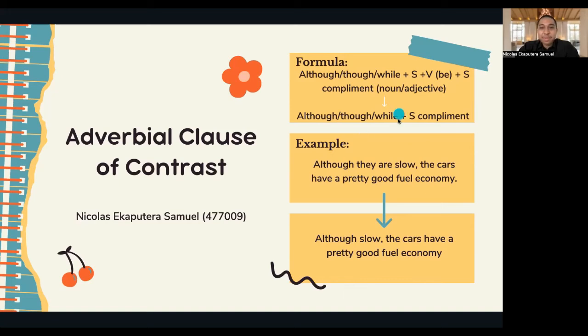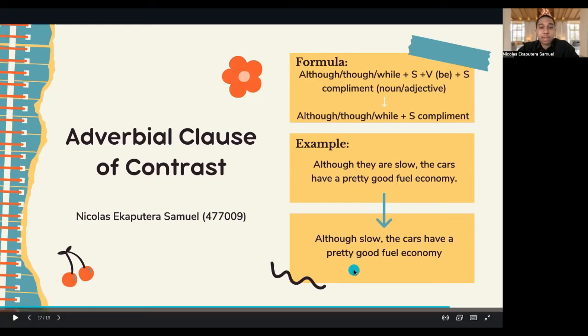In this type, we're just going to remove the main subject and the verb be from the sentence and just keep the subject complement. In the example, "Although they are slow, the cars have a pretty good fuel economy." The reduced version is, "Although slow, the cars have a pretty good fuel economy." You can see there's no more "they" and "are." That's pretty much it. Pretty simple. I hope you can understand the materials I explained, and let's move on to the next slide.